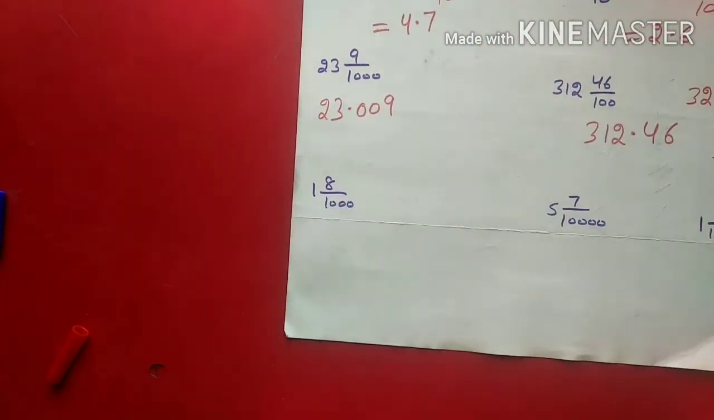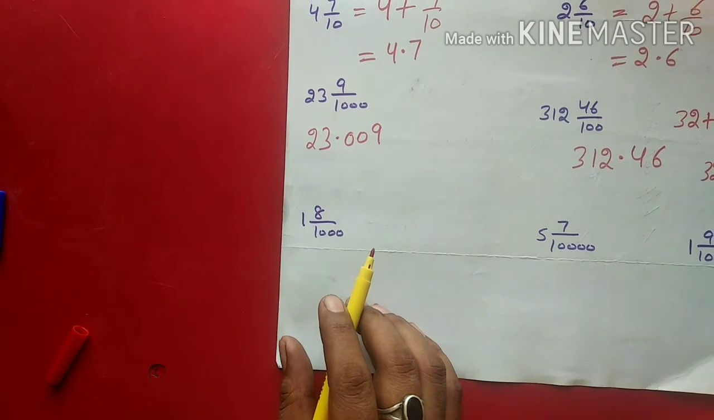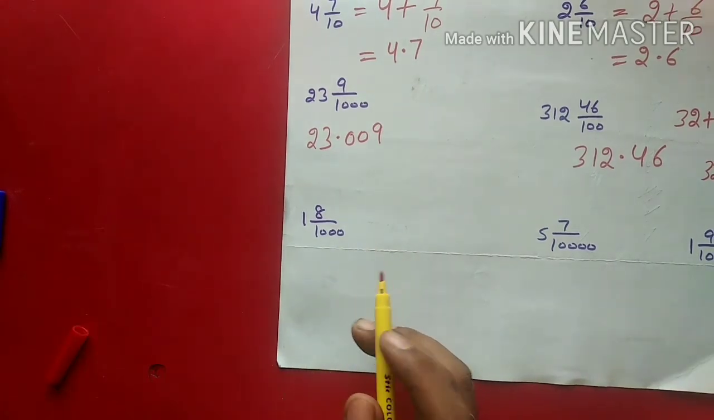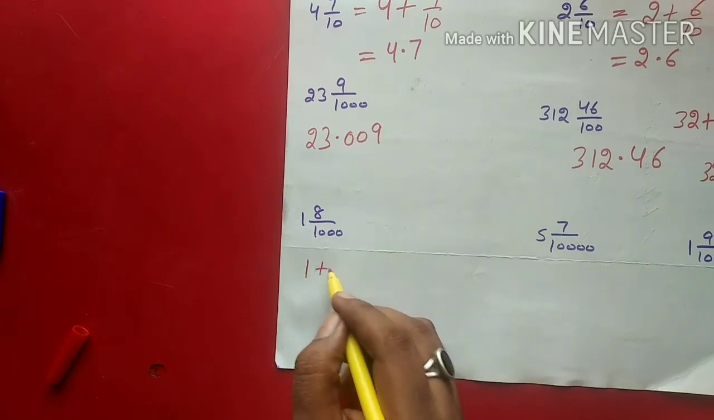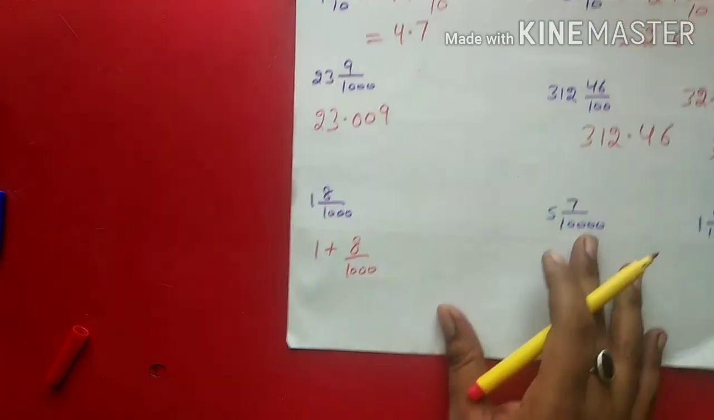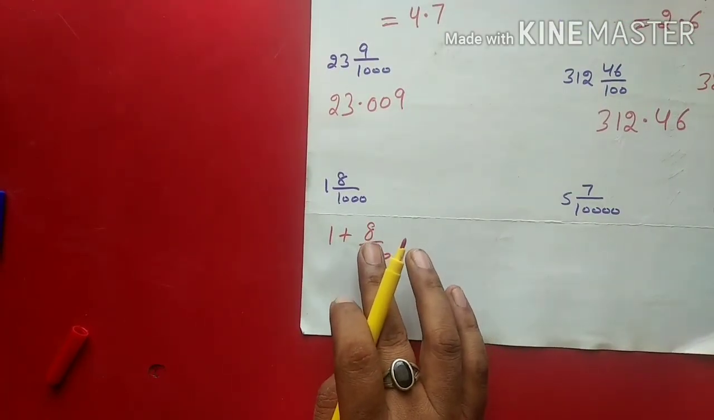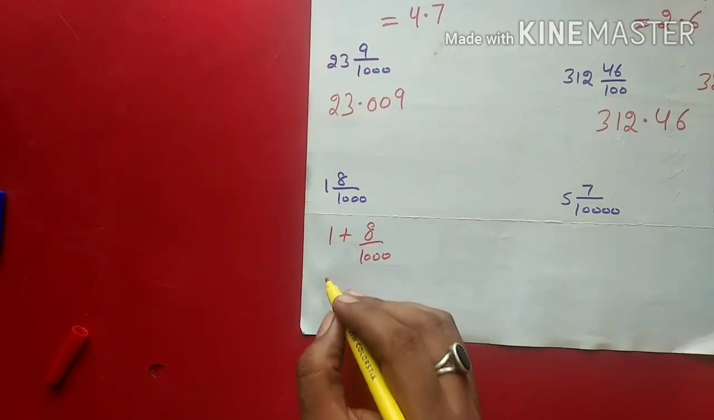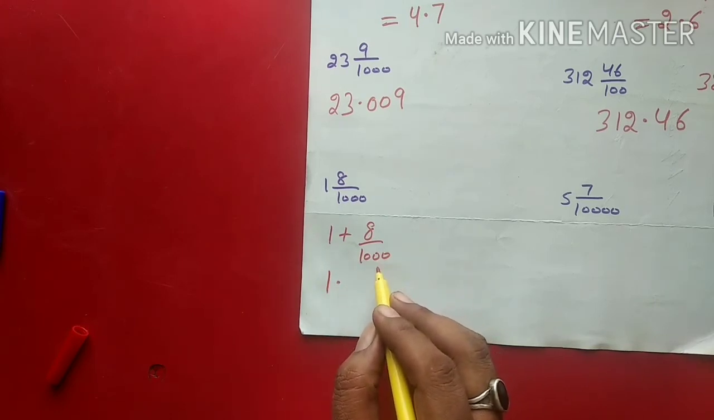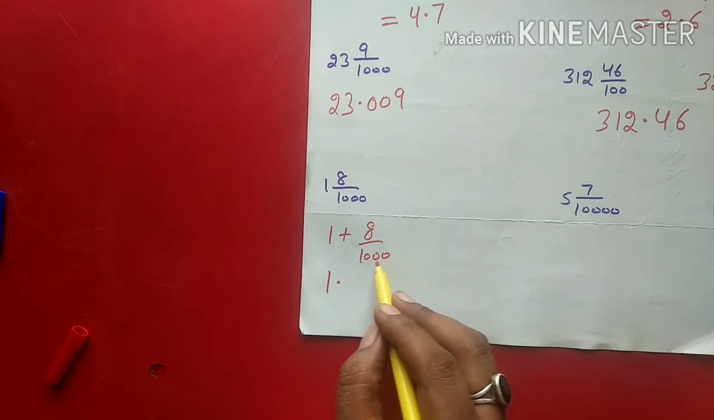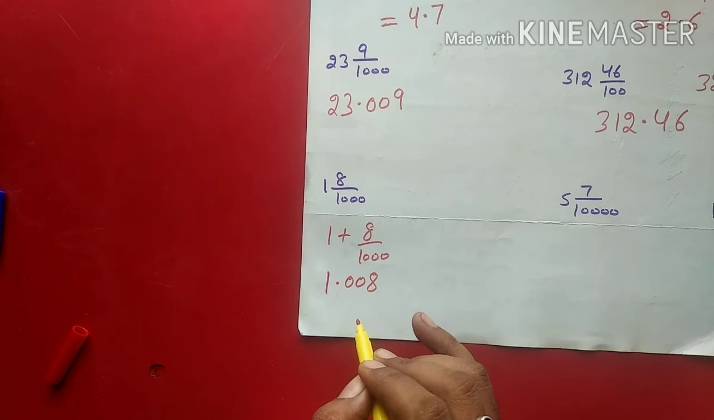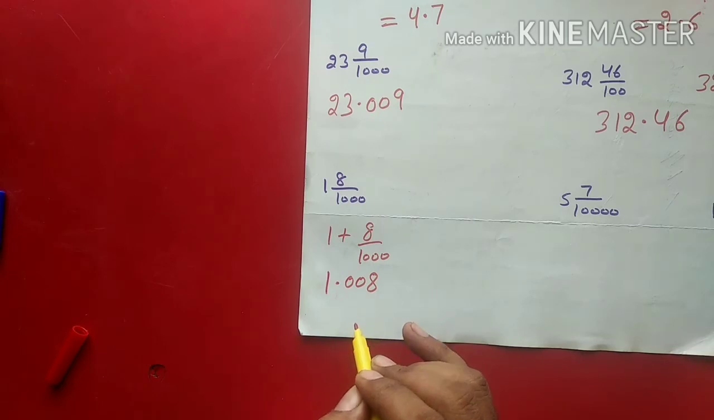Okay, now 1 and 8 by 1000. 1 and 8 by 1000 means 1 plus 8 over 1000. Now student, you know how you will write this decimal fraction as a decimal? So 1 decimal, after decimal there should be how many digits? 3 digits, because there are 3 zeros, 0, 0 and 8. Okay, 1.008. This is the answer.